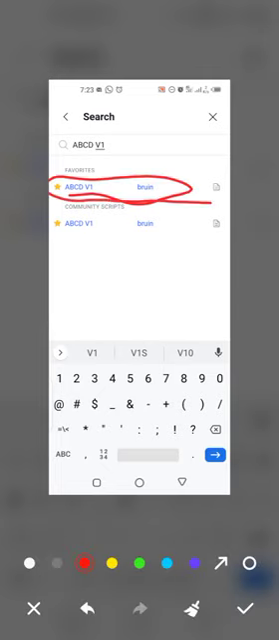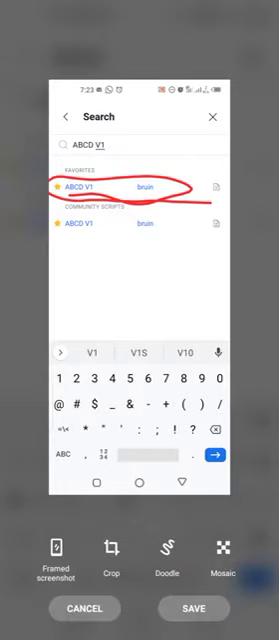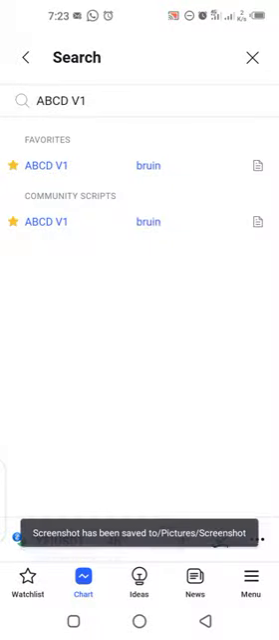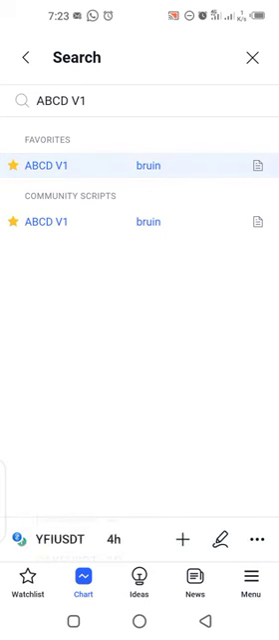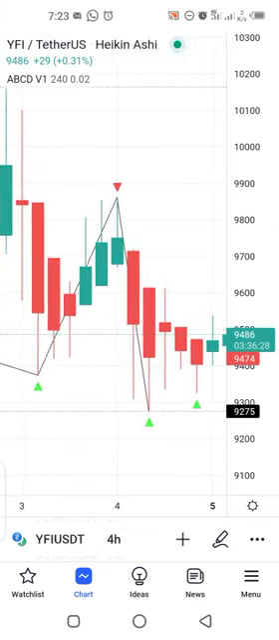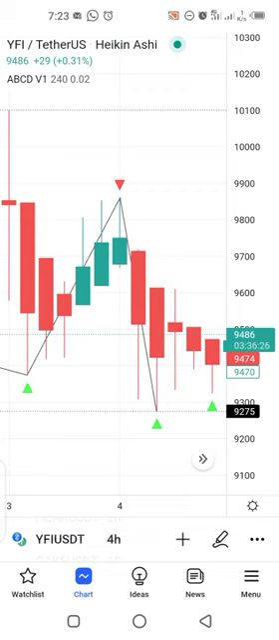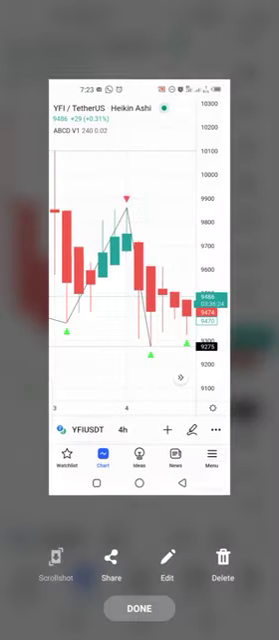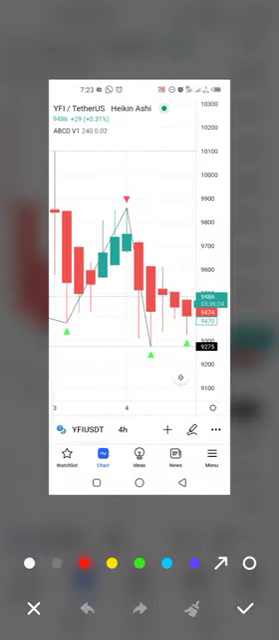We tap on the star first, then we tap on it once. And there we go, ladies and gentlemen. This indicator helps us discover the higher high and the lower low. When I talk about the higher high, I mean this area here, and this one here is the lower low. Higher high, lower low, higher high, lower low.